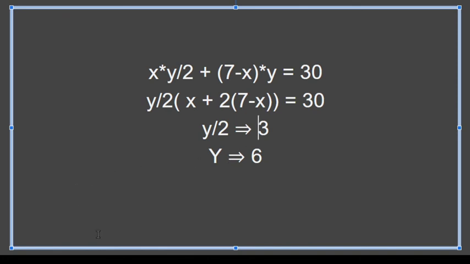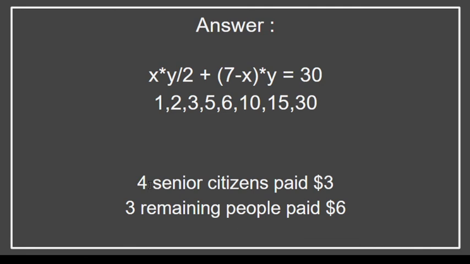The only possible scenario is if y/2 is 3, which makes the cost of an adult ticket equal to 6. This leaves us with the answer as 4 senior citizens who paid $3 and 3 remaining people who paid $6 each.